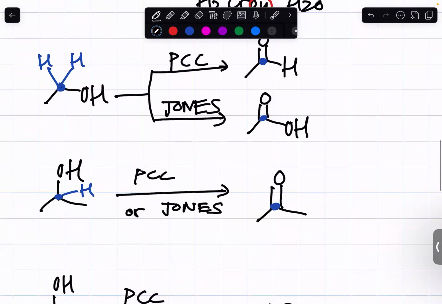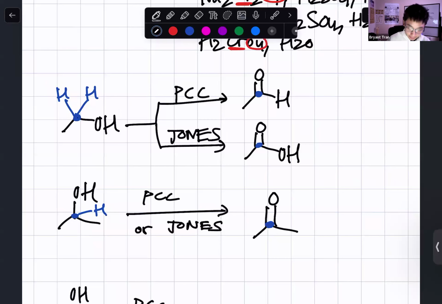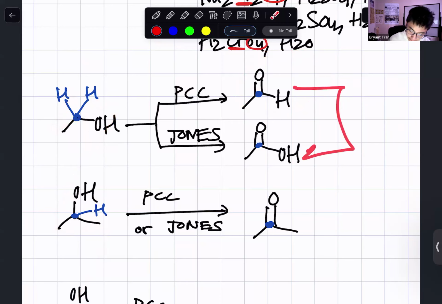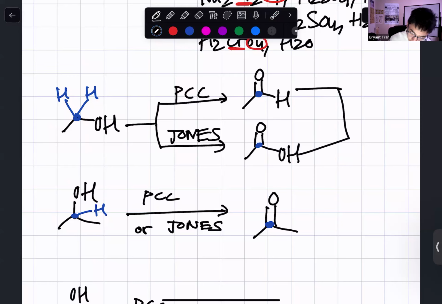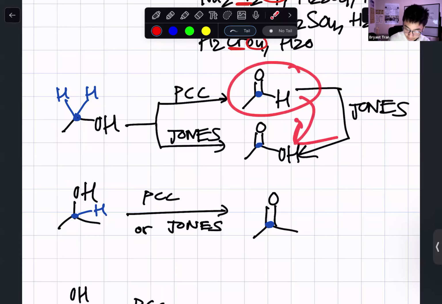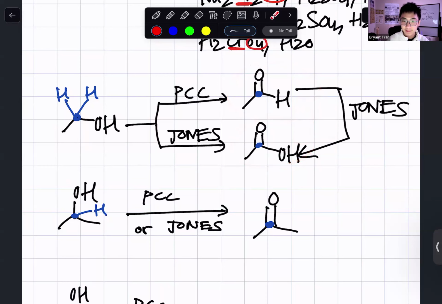Another thing you might see is an aldehyde as a reactant instead of an alcohol. You can convert that aldehyde into a carboxylic acid by using the strong oxidizing agent Jones. You cannot use PCC here because PCC is not strong enough to oxidize the aldehyde into the carboxylic acid. You would need a strong oxidizing agent like Jones to oxidize the aldehyde all the way to the carboxylic acid.